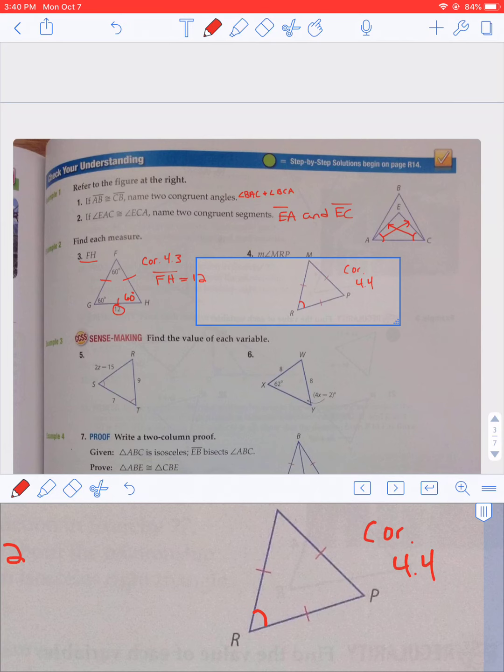So in the example there, it says if the 3 sides are congruent, then the angles are equal to each other. And so if they're equal to each other, they got to be 60 for that to happen, right? Because 180 divided by 3 equals 60, okay? So our answer for angle MRP is 60 degrees.